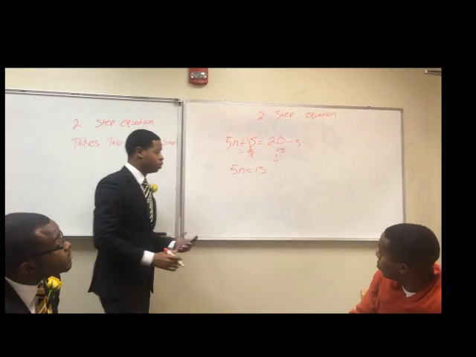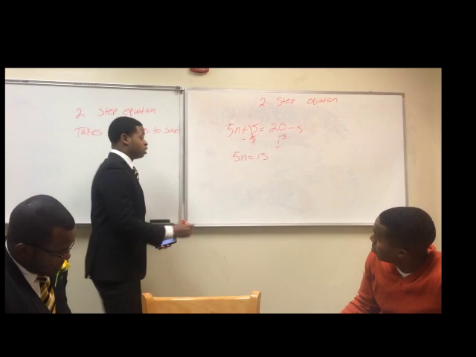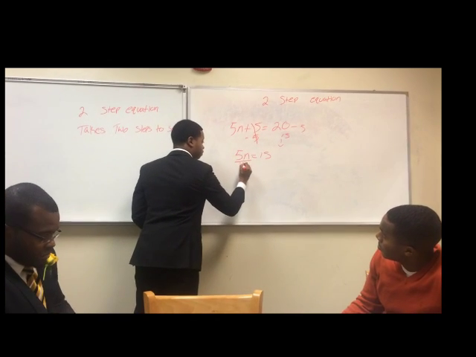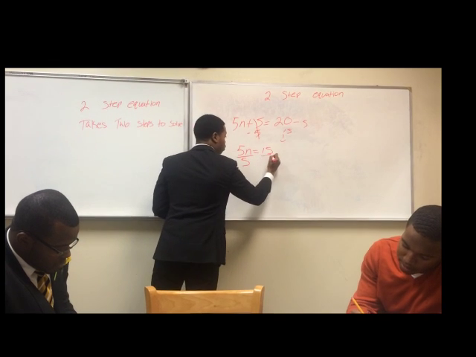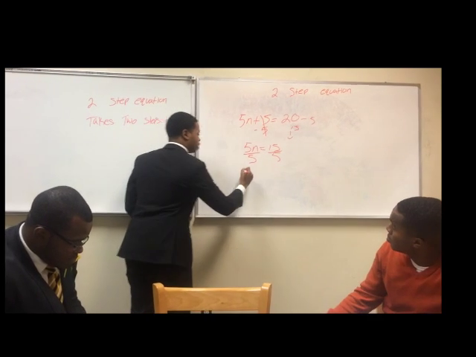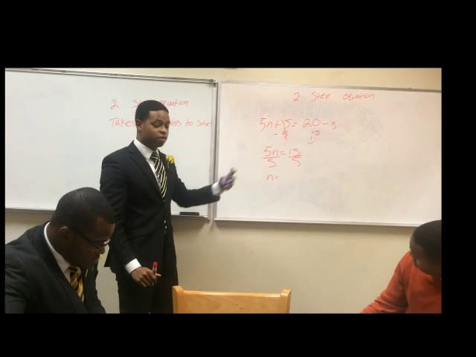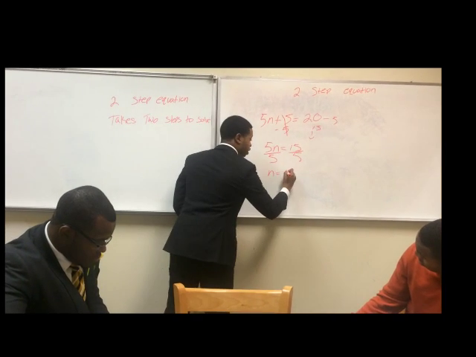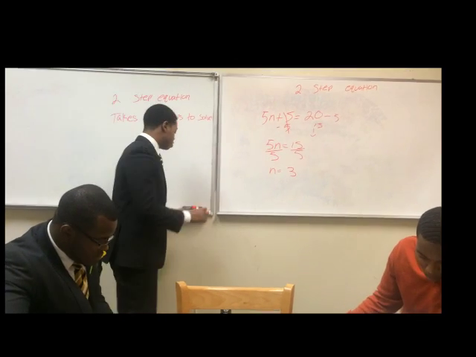Now the next thing you want to do is, the n is still not on the side by itself. You want to divide by 5, which is going to cancel out. And what you do on that side, you must do on this side. And now you have n. You simplify that. 15 divided by 5 is going to equal 3. And that's how you solve a two-step equation.